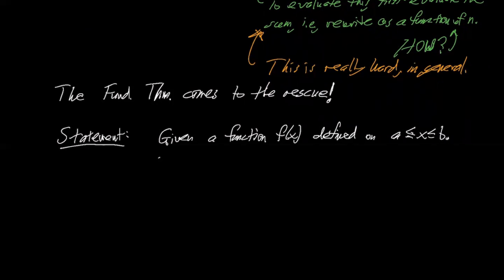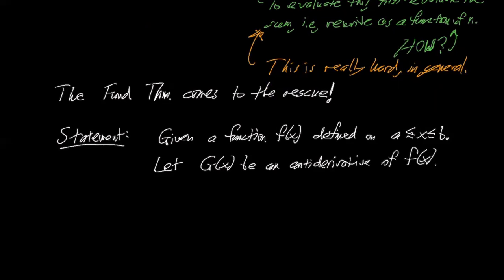and let, so the book uses capital F, but I'm just going to use a different letter so I don't mix up my lowercase f's and capital F. So let G of x be an antiderivative. So I'll use capital G. An antiderivative of little f. In other words, it's just saying that capital G prime is little f, right? The derivative of capital G is little f.